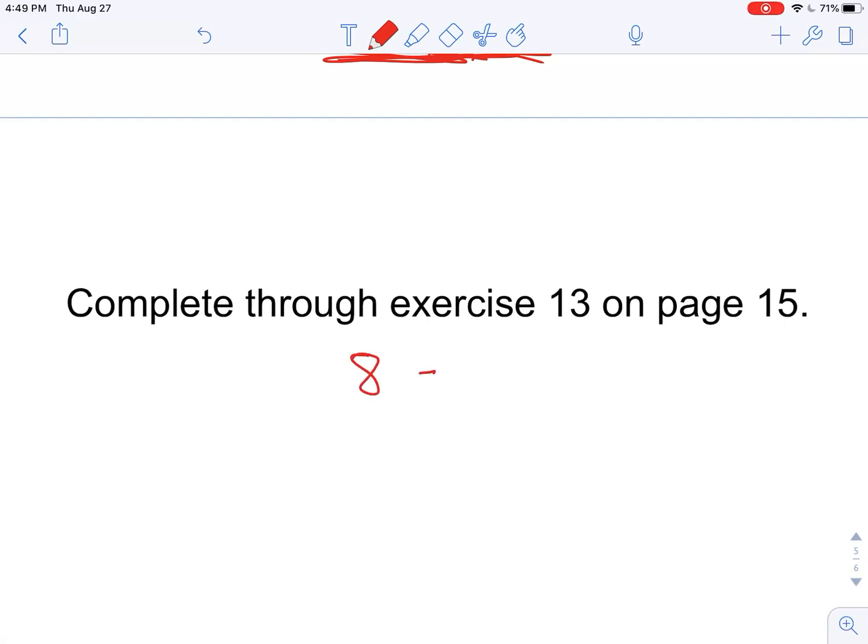So again, complete through exercise 13. That's going to be exercises 8 through 13. The pages you'll find those on are 11 through 15.